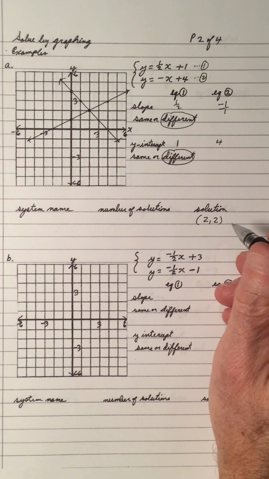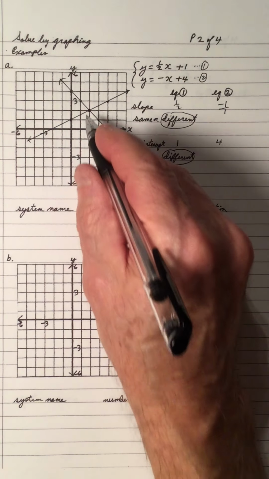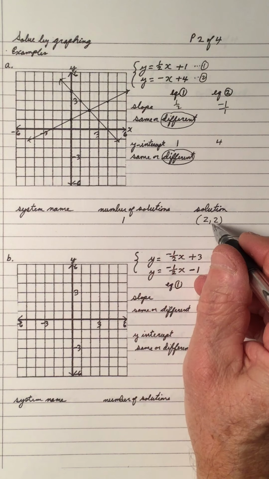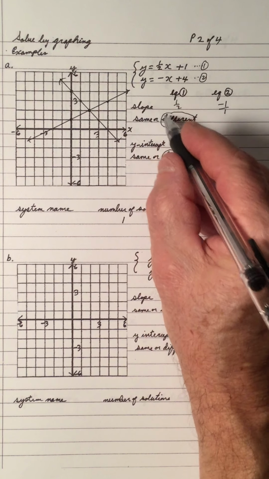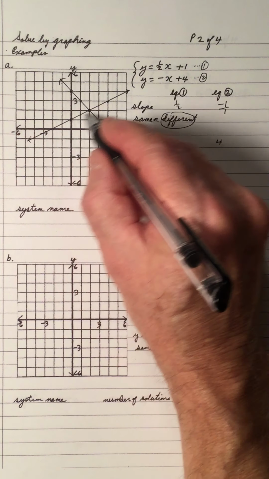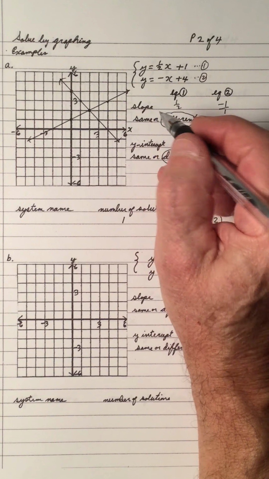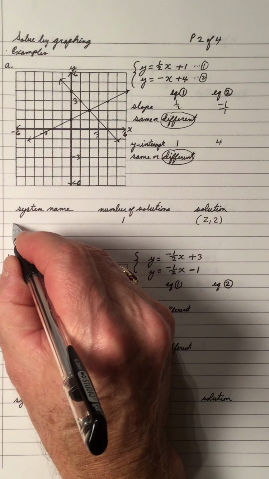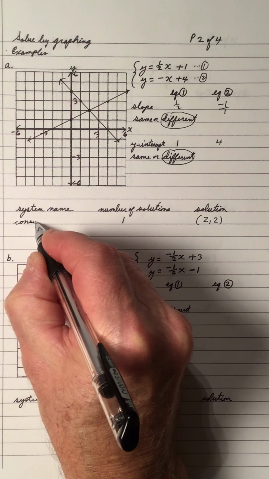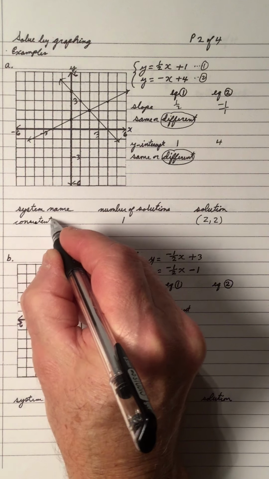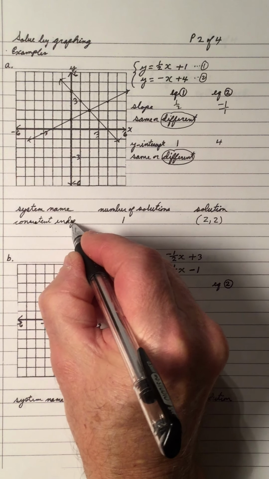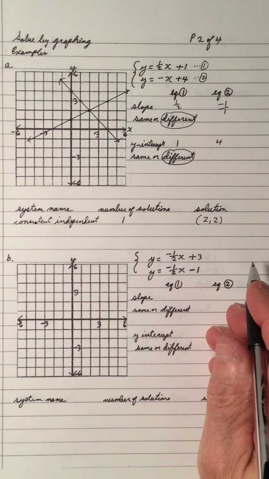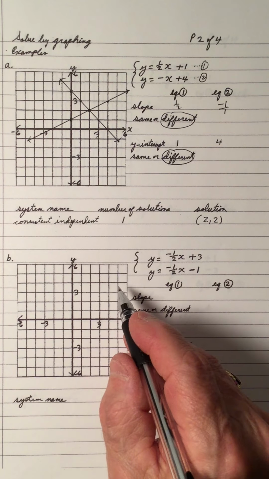So we're solving by graphing. And the number of solutions in this system is 1. Because it's a point, there's only one point, the two lines are intersecting. Notice the two slopes are different. When you have two lines intersecting because the slopes are different, you'll have one point of intersection, and the point is (2, 2). And the name of this system is consistent independent. Just reviewing what we've learned so far. So that's the name.